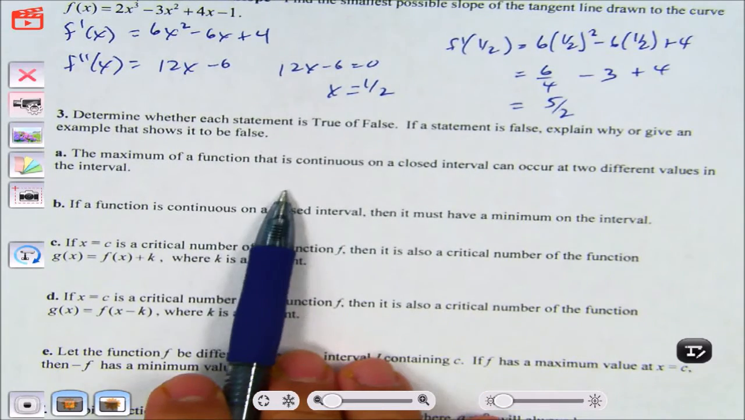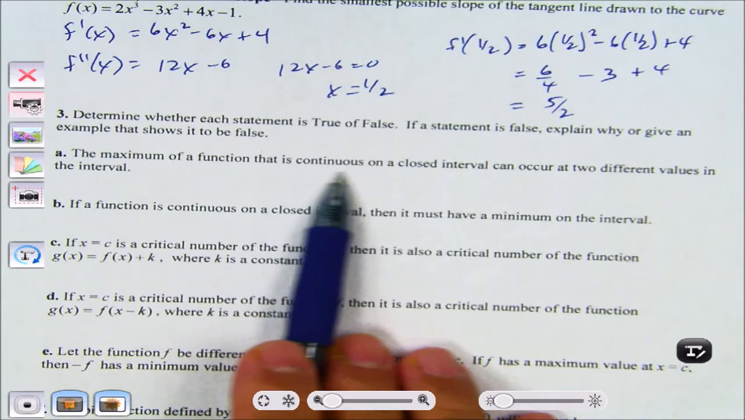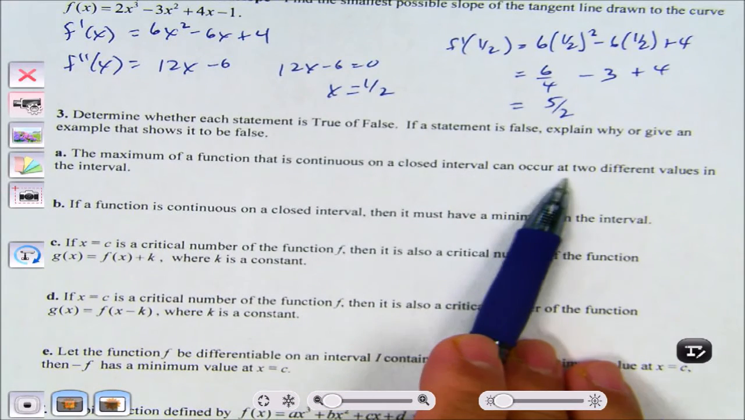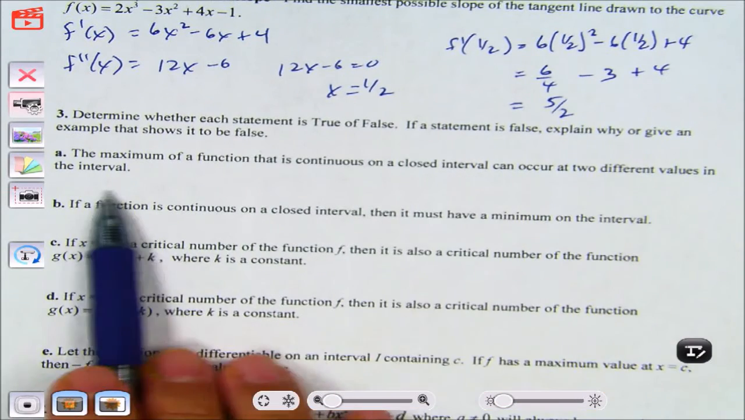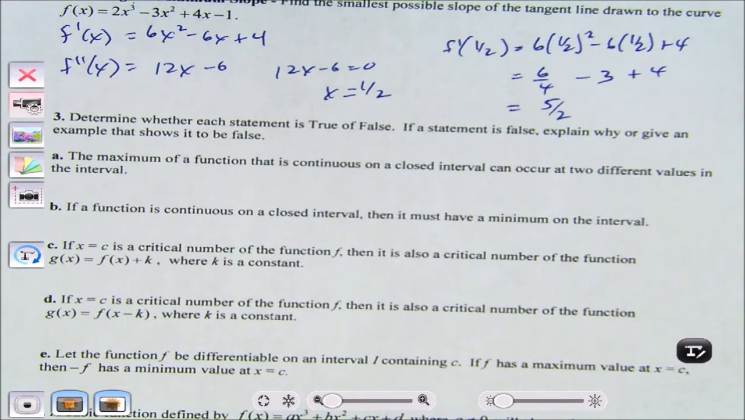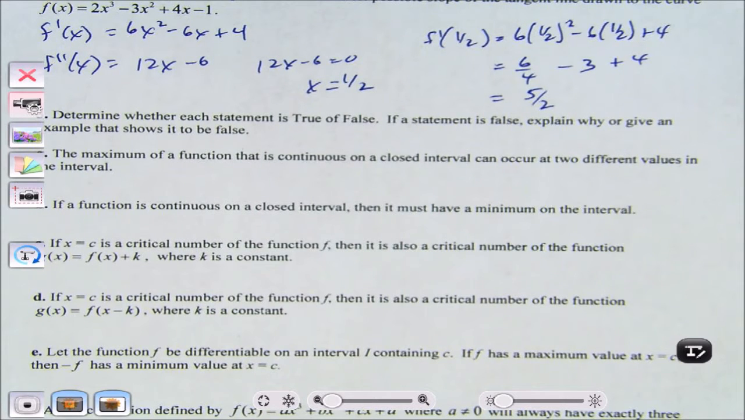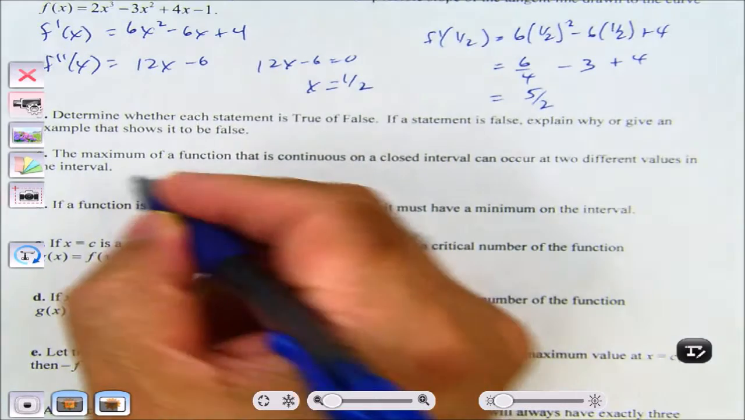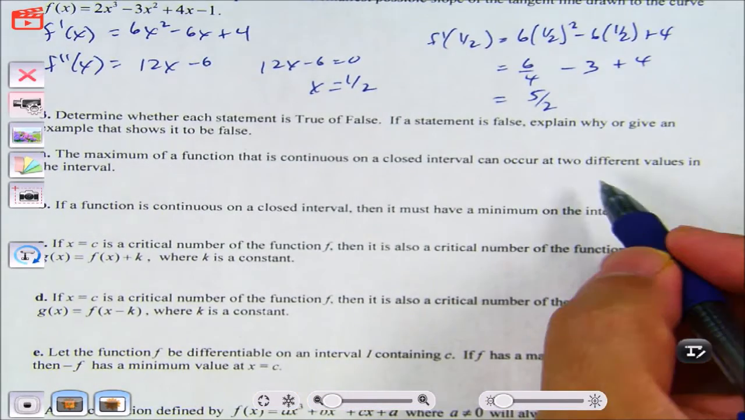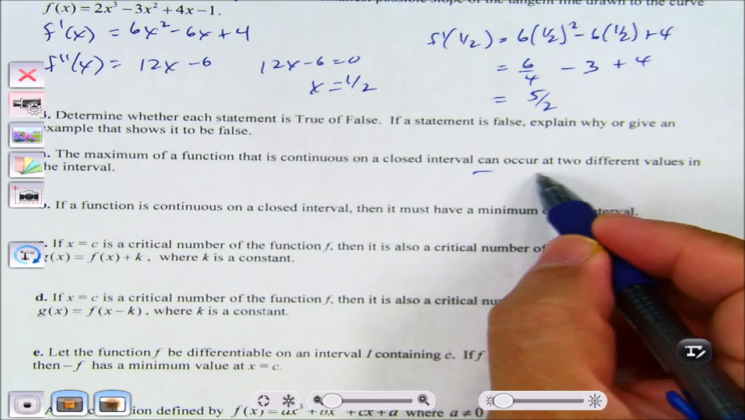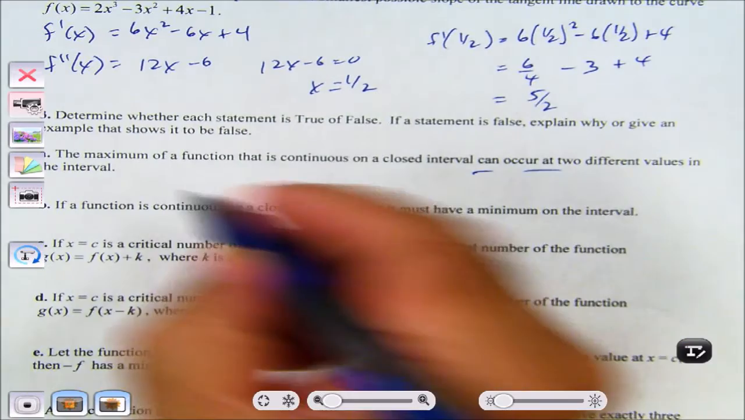All right. These are true or false statements. The maximum of a function that is continuous on a closed interval can occur at two different values in an interval. True or false? What do you think? We just had two mins, right? So we can have two maxes, so that's true. It says can occur. Oh, I don't like that language. Can occur, so yeah, true.